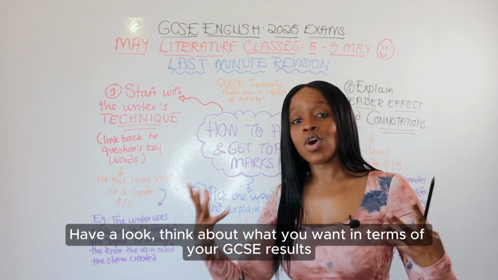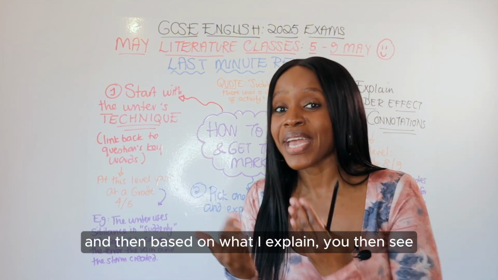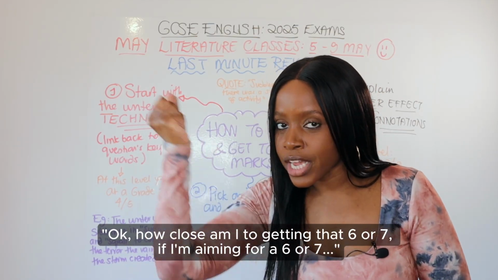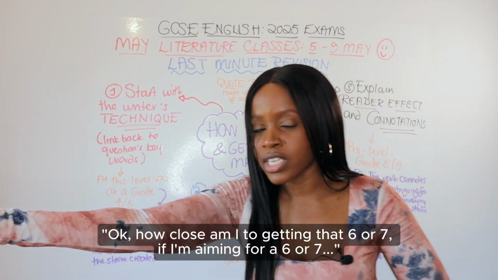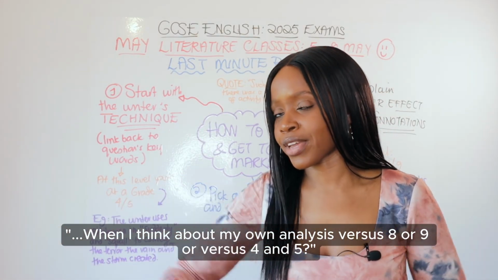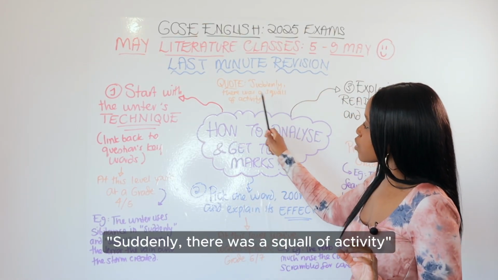Think about what you want in terms of your GCSE results, and then based on what I explain, you see how close you are to getting that 6 or 7 if you're aiming for a 6 or 7, based on your own analysis, versus an 8 or 9, or versus a 4 or 5. So the quote: "suddenly there was a squall of activity."